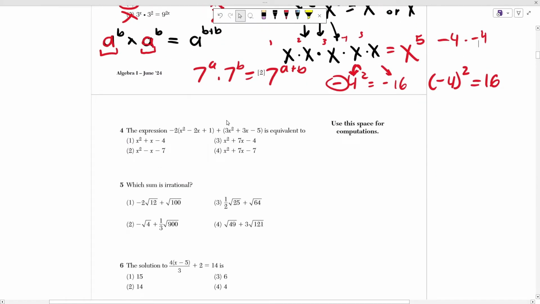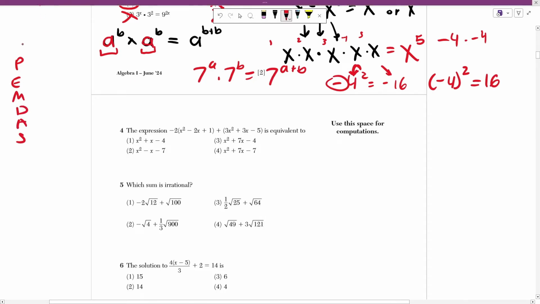Number 4 says the expression -2 times (x squared minus 2x plus 1) plus (3x squared plus 3x minus 5) is equivalent to what? All you have to do here is simplify this out, okay? So if we follow our order of operations, PEMDAS, parentheses, exponent, multiplication, division, addition, and subtraction, we see that in order to solve this, I need to do parentheses first. The issue is I can't add to x squared minus 2x plus 1, right? So I need to somehow get rid of these parentheses. The way that I get rid of parentheses is by expanding it, right?